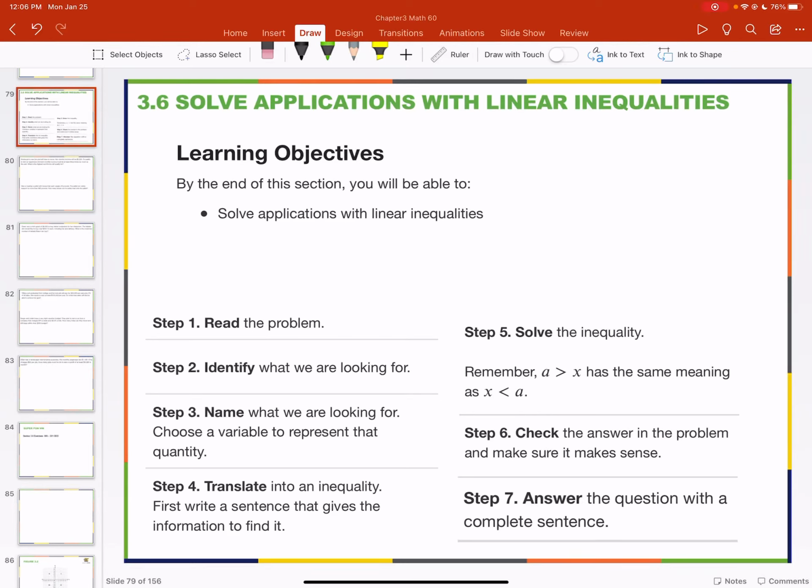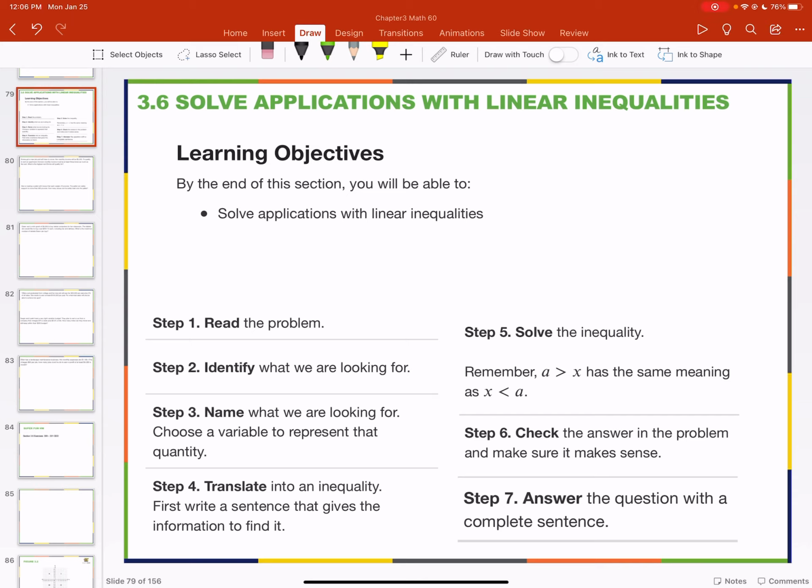Hello, welcome to section 3.6, which deals with solving applications with linear inequalities. The only point of this section is to solve, you like how the book says applications, but technically it just means word problems. It's a fancier way of saying word problems. I wonder if it's still intimidating or not, but anyway, that's what that is. So we're going to do that.